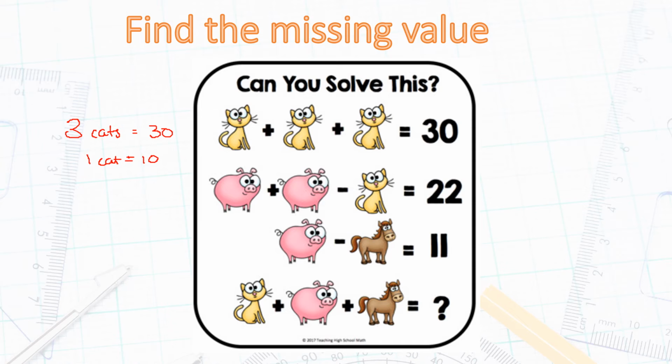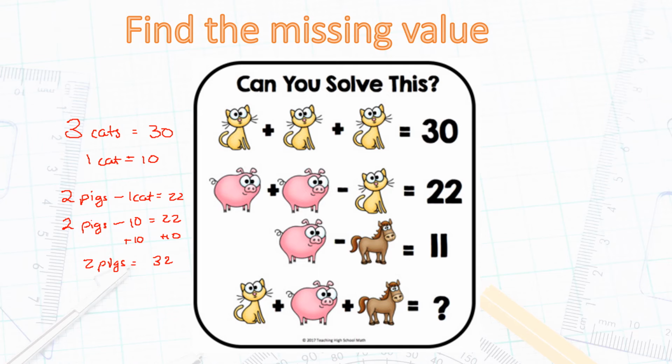So a pig plus a pig minus a cat, so that means 2 pigs minus 1 cat equals 22. We know the cat is 10, so 2 pigs minus 10 equals 22. So we would add 10 to both sides. 2 pigs equals 32.